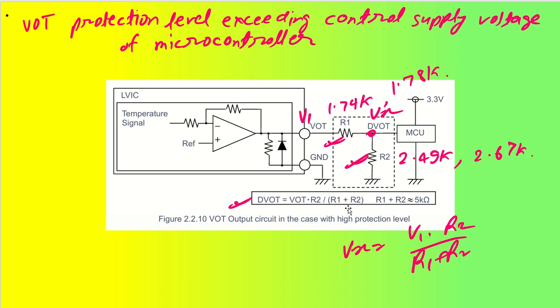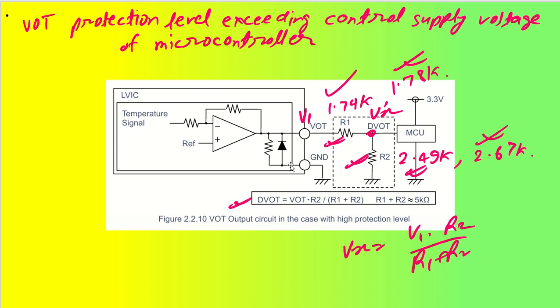So in that case we can utilize this. However, one more recommendation is that so the current is not reduced very much, we can keep R1 plus R2 approximately 5 kilo ohm or something like that. That's the reason I have given you two sets of values. One is 1.74 and 2.49, and another one is 1.78 and 2.67 kilo ohm. These are standard values of resistors that we have utilized.